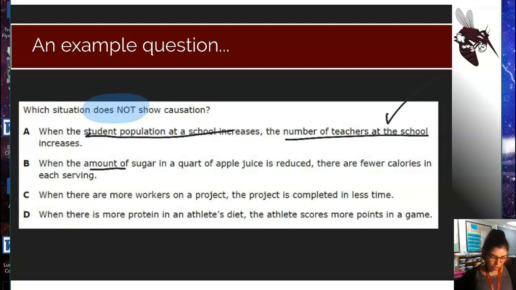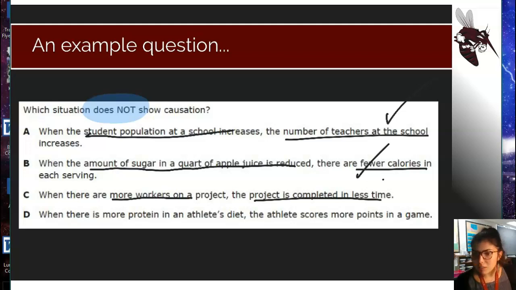Does the amount of sugar in a quart of apple juice is reduced cause fewer calories in each serving? Yes, sugar is a main source of calories, so if we have reduced sugar, we have fewer calories. Causation. When there are more workers on a project, the project is completed in less time. Generally speaking, this is true. The more people who are working on a project, the less time it takes to do it. It's a cause and effect relationship.